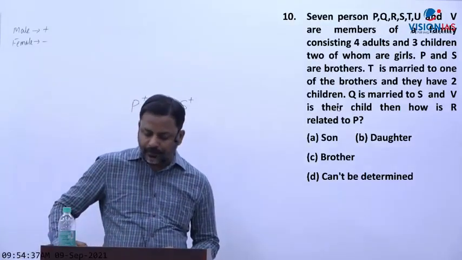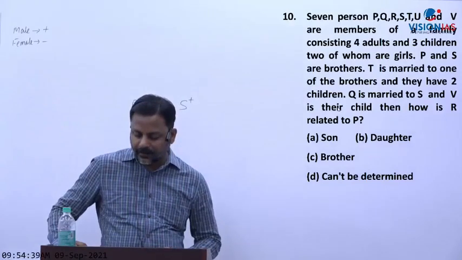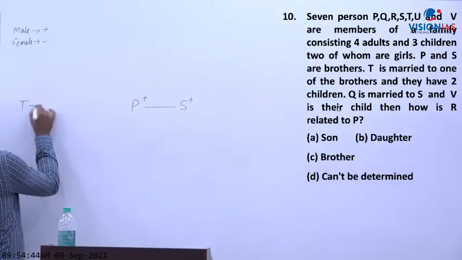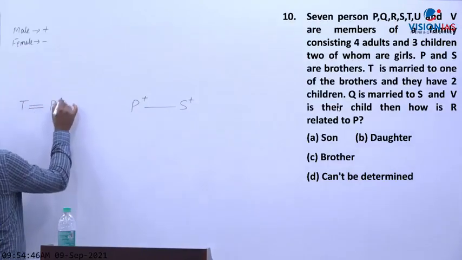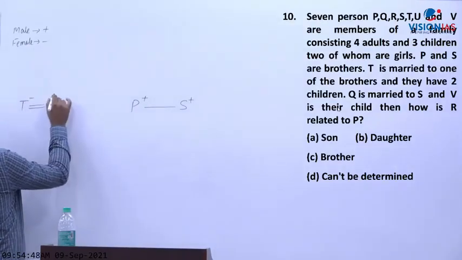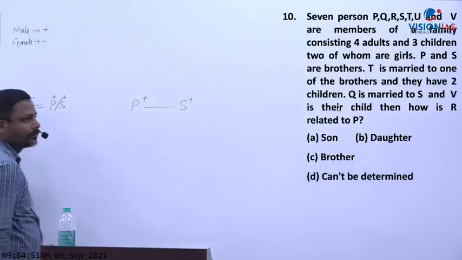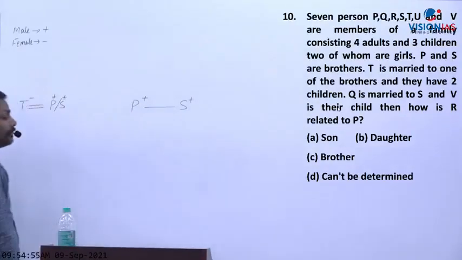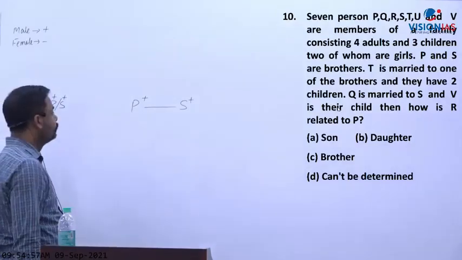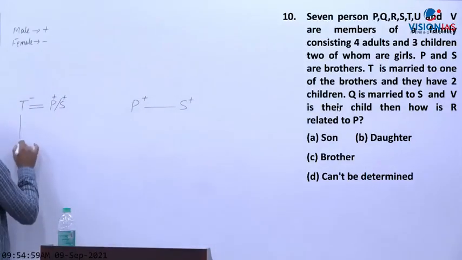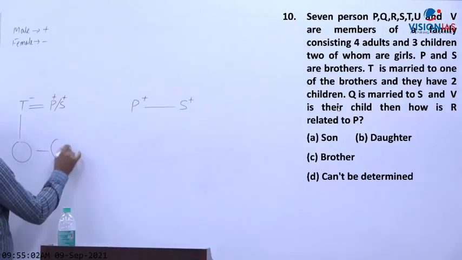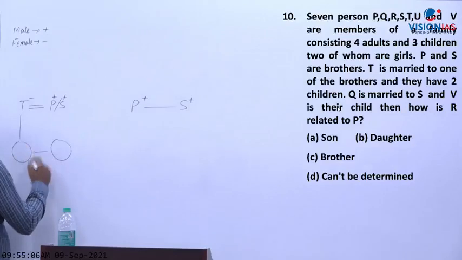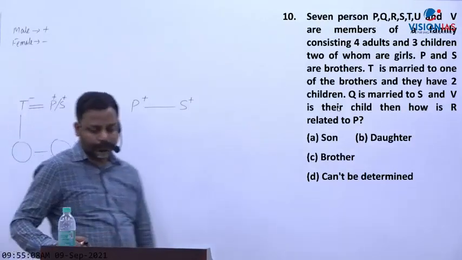T is married to one of the brothers and they have 2 children. So T is married to one of the brothers. It can be P or S. Since P and S are male, we can say the gender of T is female. And they have how many children? 2 children. Let's say this is one and this is the second one. So these 2 are children of T and P. Okay, next.